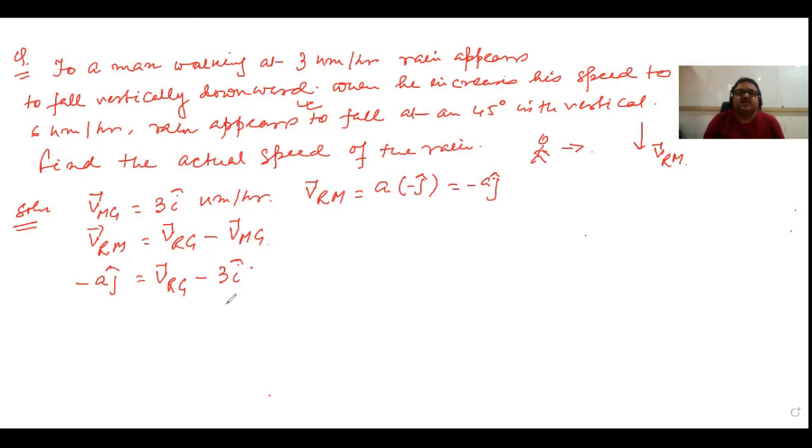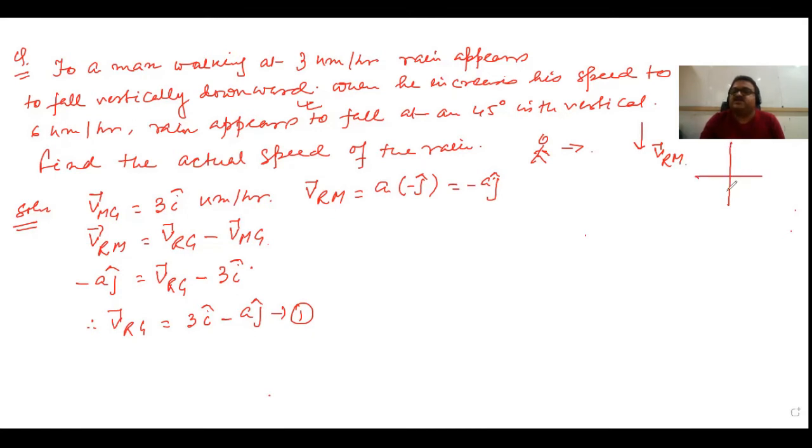So now, if I write it properly, this would be nothing but 3 i cap minus a j cap. This is equation number 1. Now let me handle the second case. In order to handle the second case, let me draw this diagram.